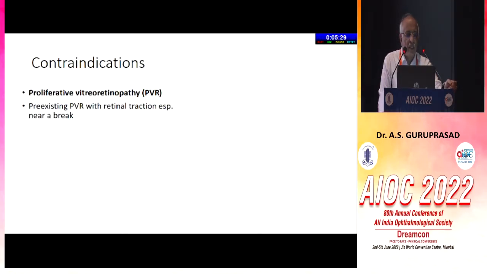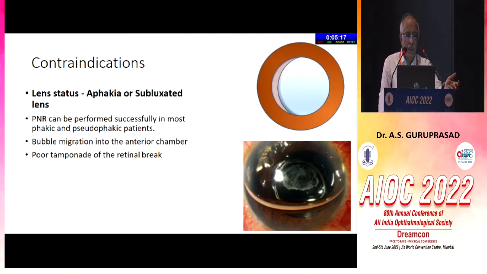Proliferative vitreoretinopathy is another contraindication. If there is pre-existing PVR, especially if there is a break near the traction area, one cannot do pneumatic retinopexy. That becomes an absolute contraindication.